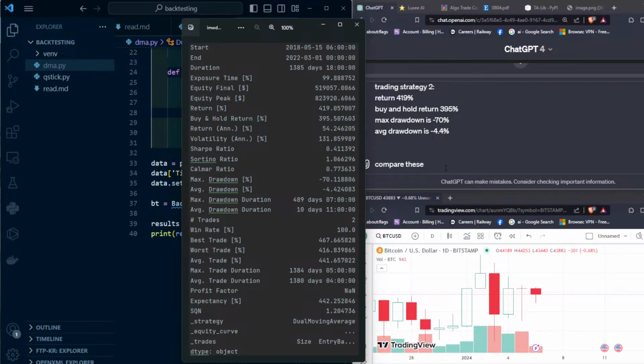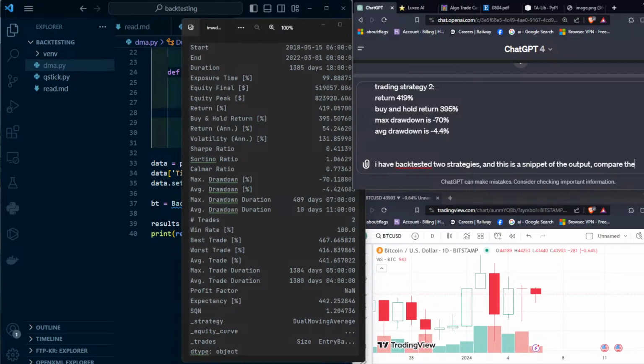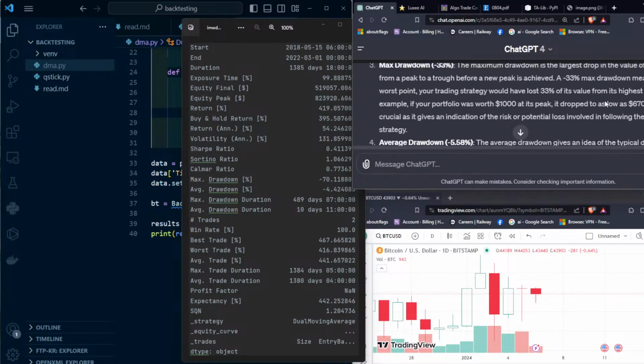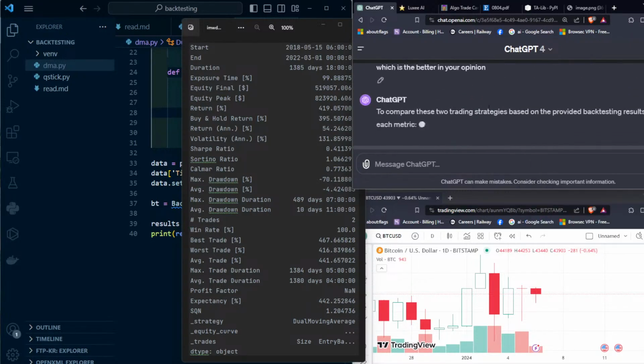So let me keep going with this. I will say, I have tested strategies. This is a snippet of the output. Compare them and tell me which is the best one. Which is better in your opinion. Let's see what it's gonna say.